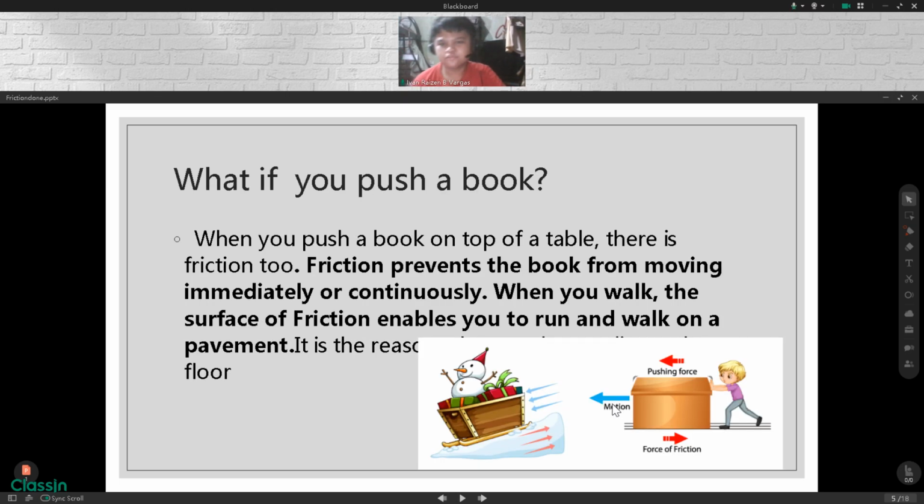What if you push a book? When you push a book on top of a table, there is friction too. Friction prevents the book from moving immediately or continuously. Friction is also there when you walk. The surface friction enables you to run and walk on a pavement. It is the reason why you do not slip on the floor.